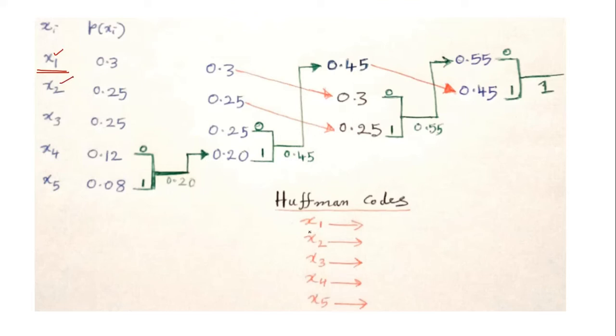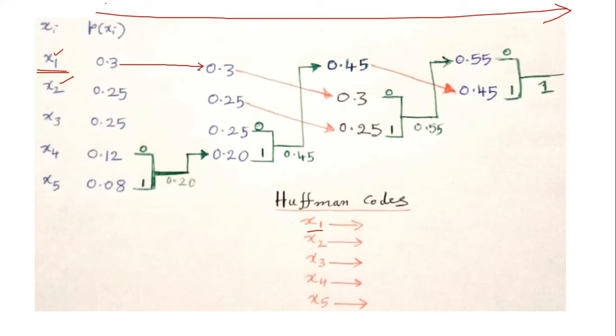Suppose for x1 we want to determine or construct the code. So we have to move from here, in this direction. We have to move in this direction. So see, 0.3 we come here, and see this direction 0.3 is coming here, and here we encounter 0 bit. So we write 0 here, and we follow the branch like this, and finally we get 0. So we write 0 0 0, is the code word for x1.